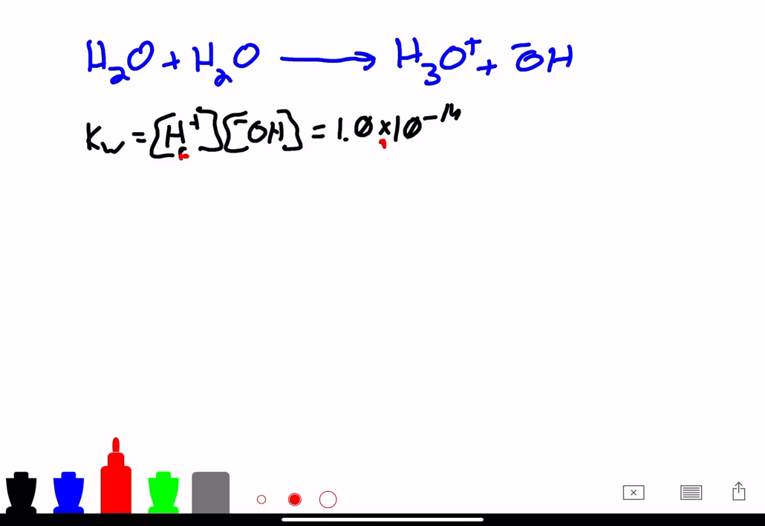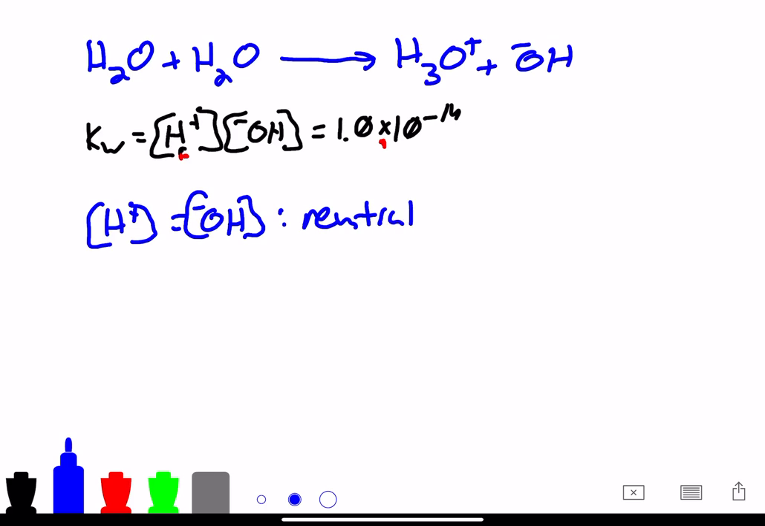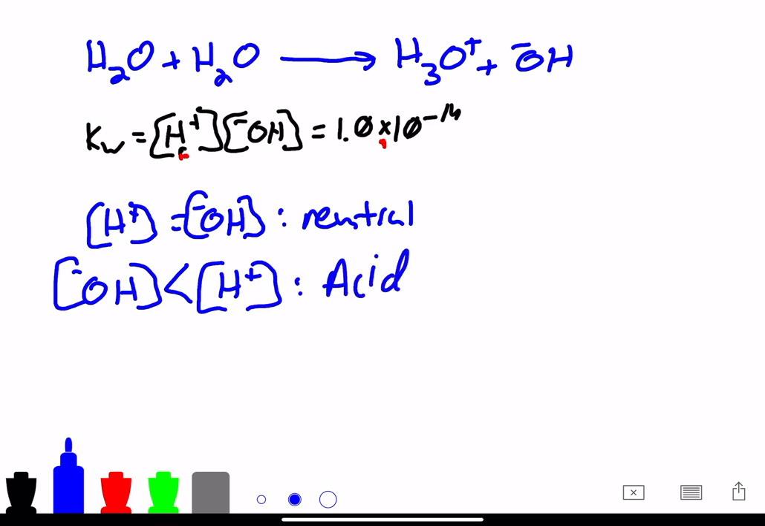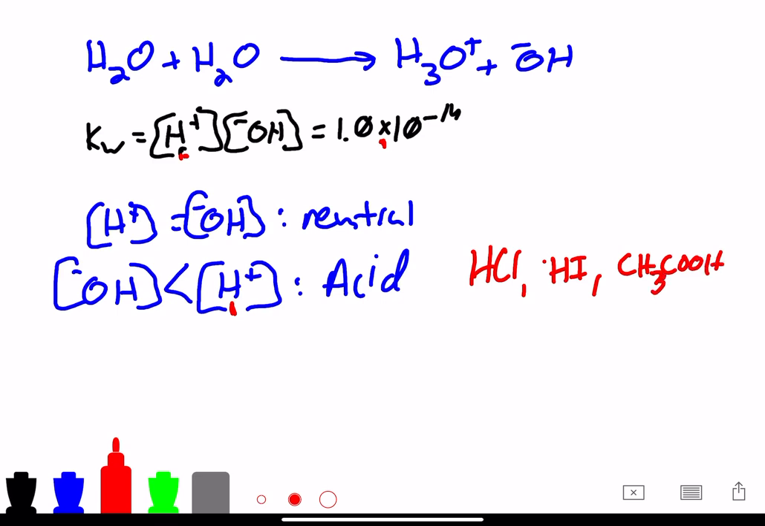We define a solution to be neutral if the concentration of H+ is equal to the concentration of OH-. We would say a solution is acidic if the concentration of OH- is less than the concentration of H+. That means we added something that donates protons to the solution. So if you added, let's say, HCl or HI or CH3COOH, that would increase the concentration of H+ in solution and would make the solution acidic.